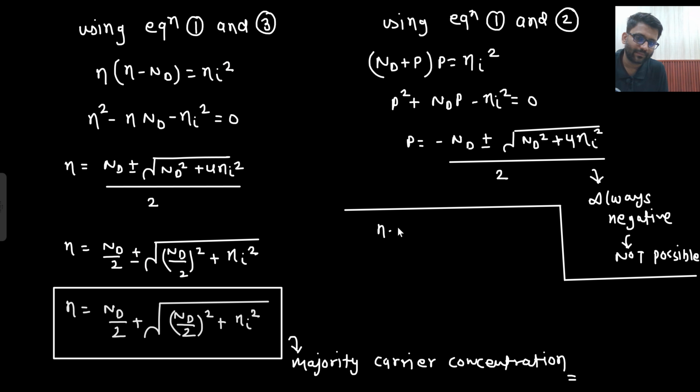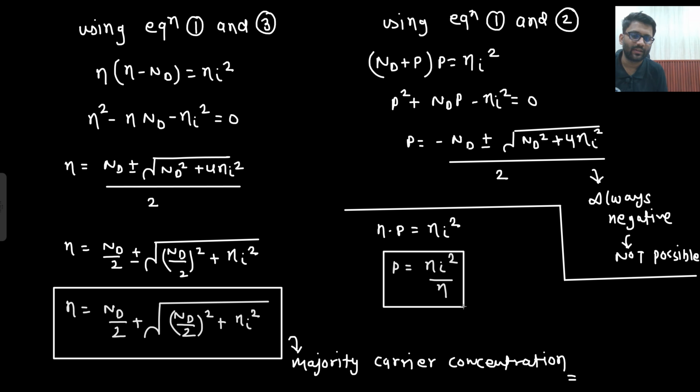Okay, so what I will do, n into p is equal to ni square. So the number of holes will be ni square by n. So n value I will already be knowing. So the number of holes will be ni square by n. So this will be your minority carrier concentration. Okay, so for n-type semiconductor.